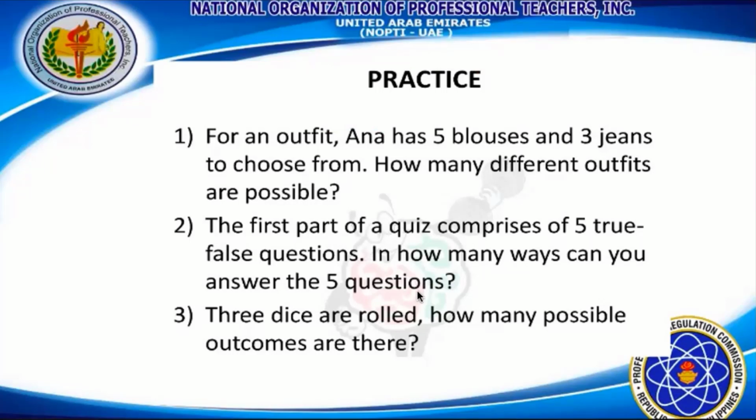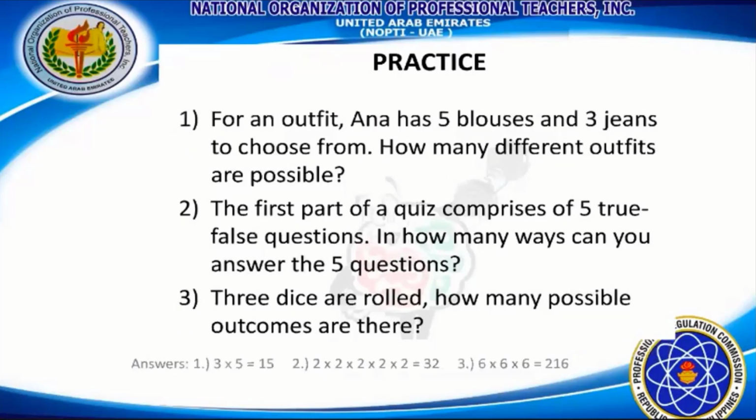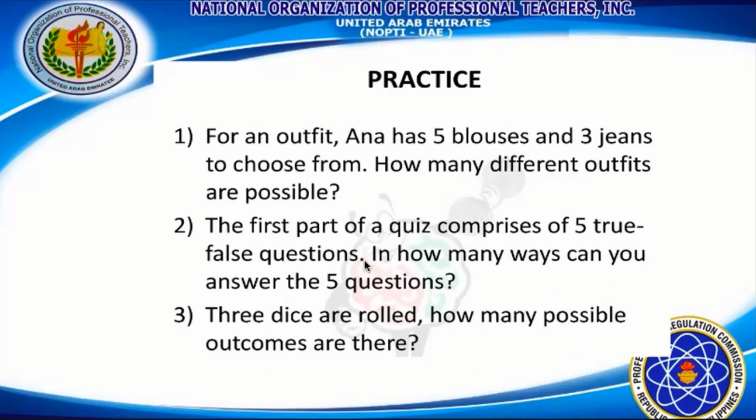In how many ways? So, 2 times 2 times 2 times 2. I mean, 2 for each of the 5 items. Kasi 5 items yun eh. Di ba? 2 times 2 times 2 times 2 times 2. Ano ang sagot doon? 32. 32 ways to answer the first part which has 5 items na true or false question. Okay? 32 ways. Next, number 3.